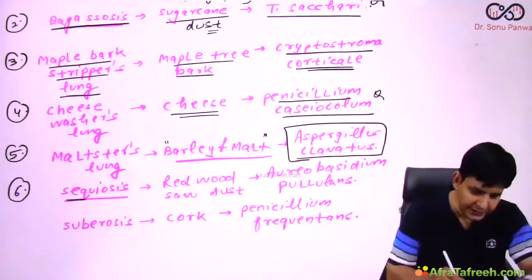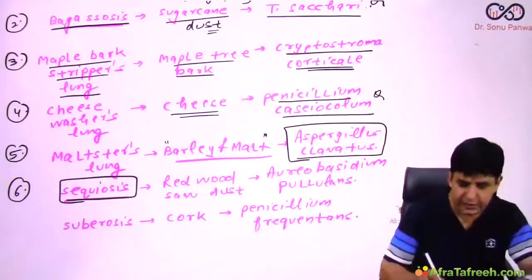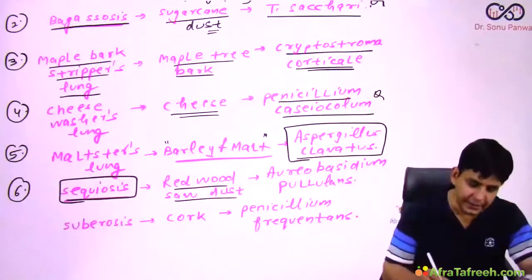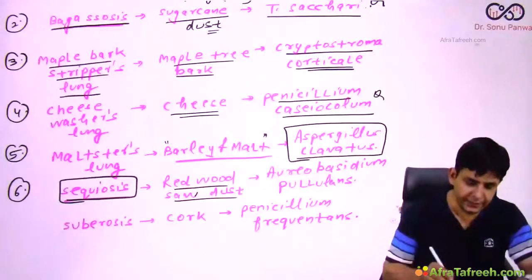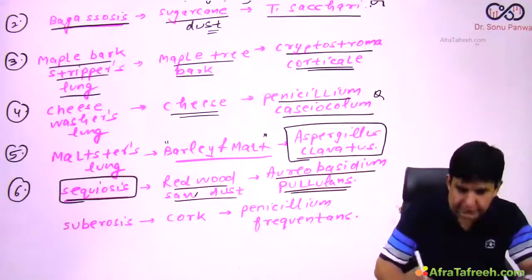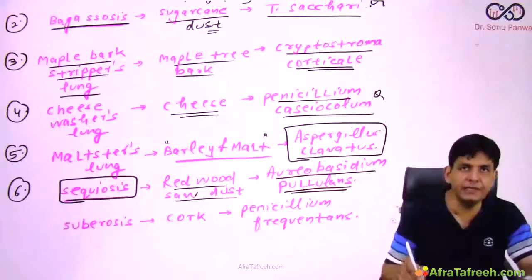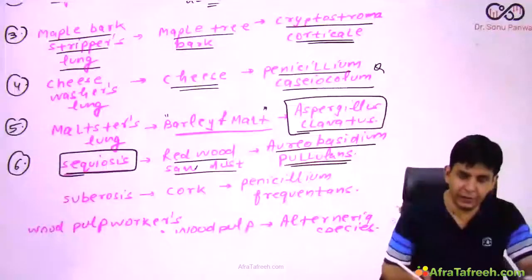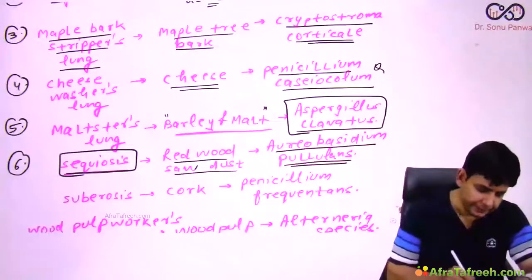The sixth one is Psychiosis, and there is red wood sawdust. Red wood sawdust is the causative stuff here. And the organism is Aureobasidium pullulans, that is the main one.